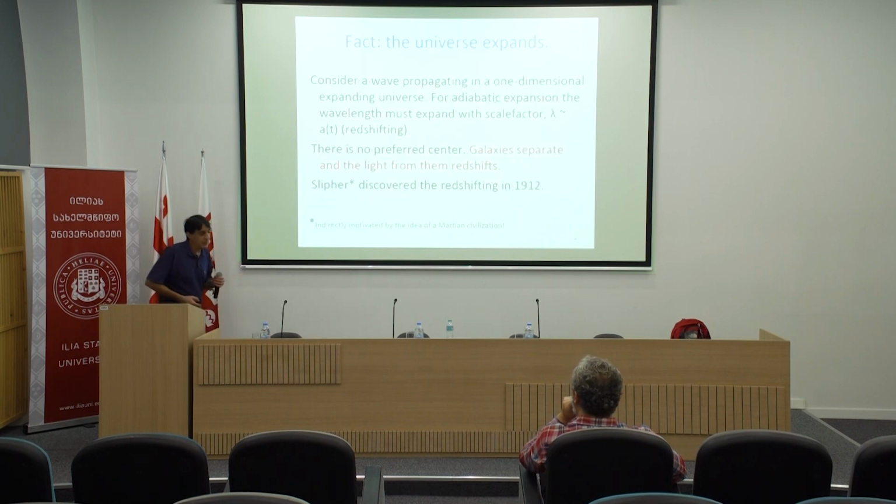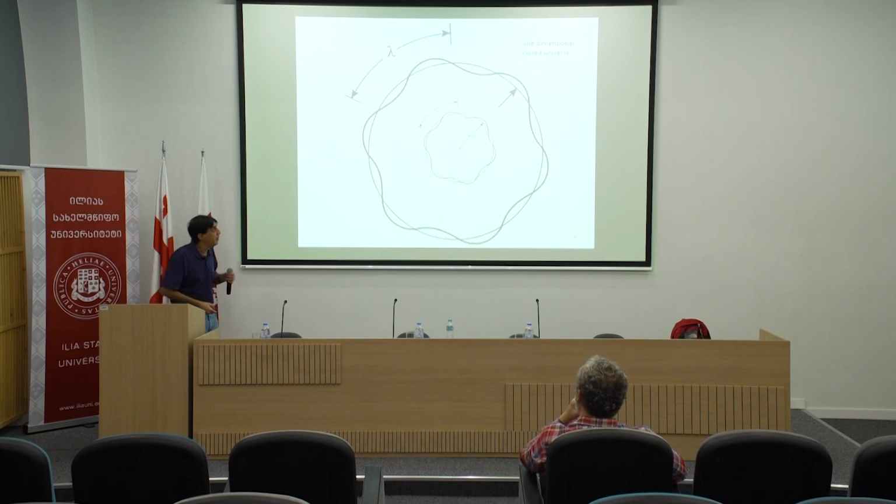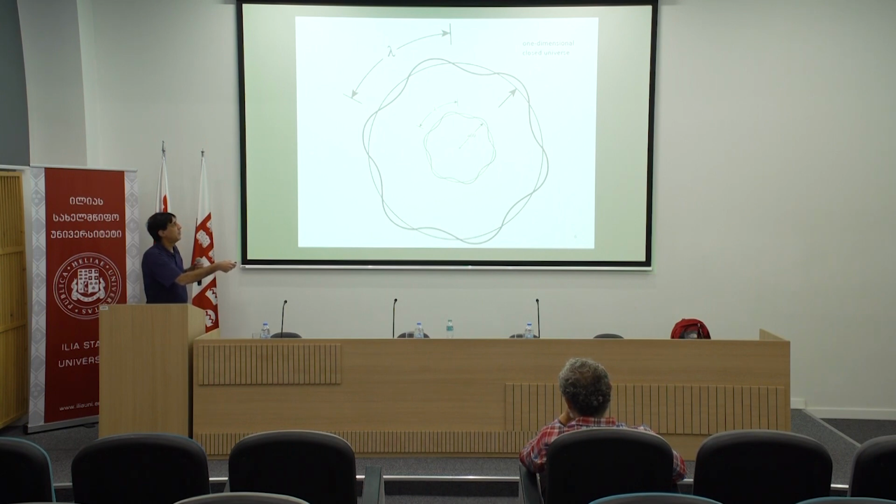So we talked a little bit about this yesterday, that the universe expands, and that means that if you have a wavelength or a proper distance, that's going to grow with the scale factor. And one way to look at this is in terms of a closed universe, a one-dimensional closed universe, which is the circumference of the circle. And this is it at an early time, this is it at a later time. And I'm going to take the radius to be the scale factor. So as time goes on, A gets bigger.